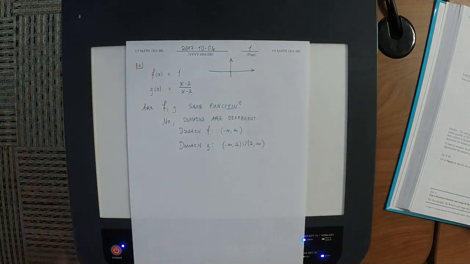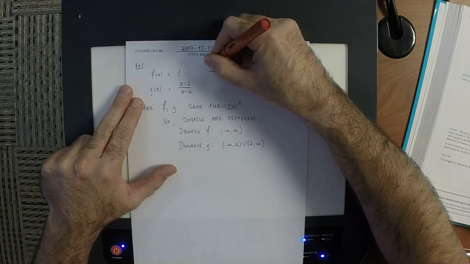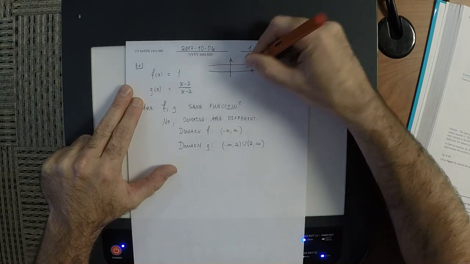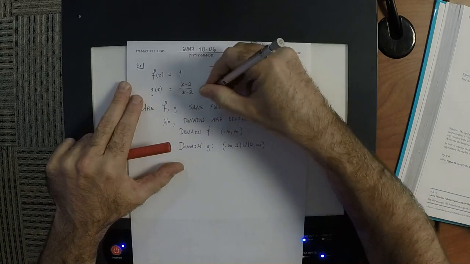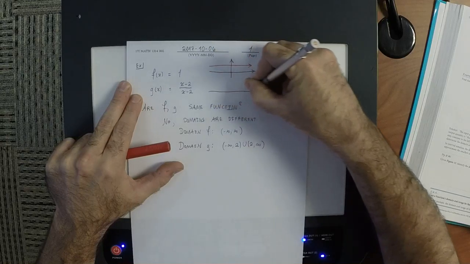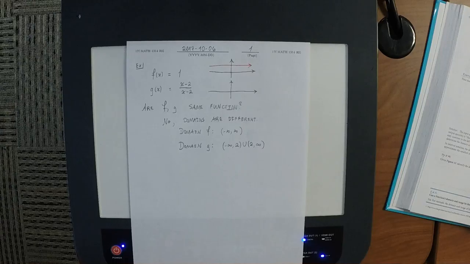Okay, so then I could say, well, what would f look like if we plotted it? It's just a horizontal line, right? No matter what input you provide, the output will be at level 1. So f looks like that. Whereas, what does the plot of g look like?